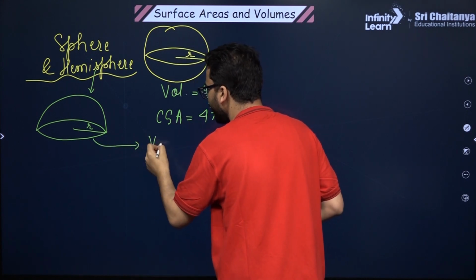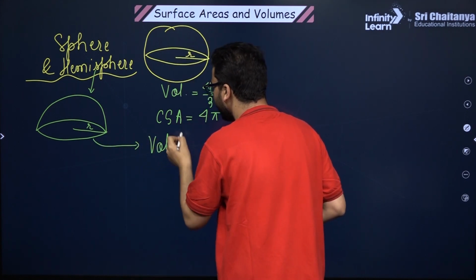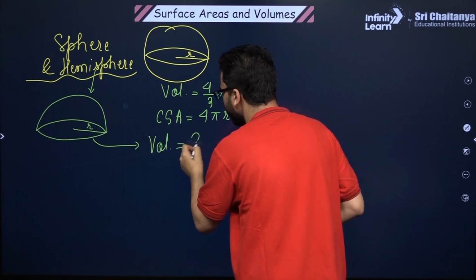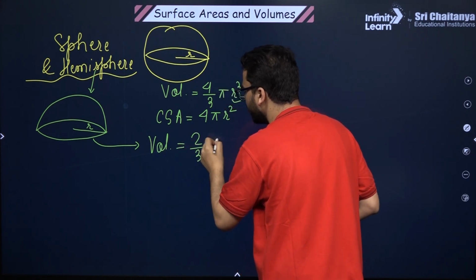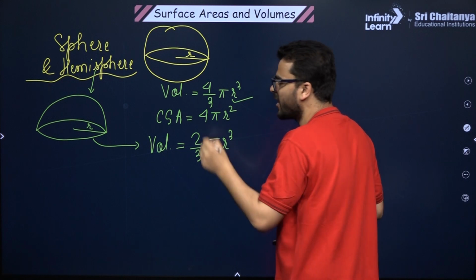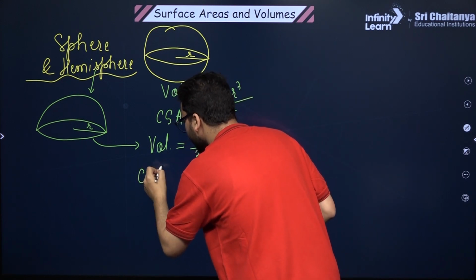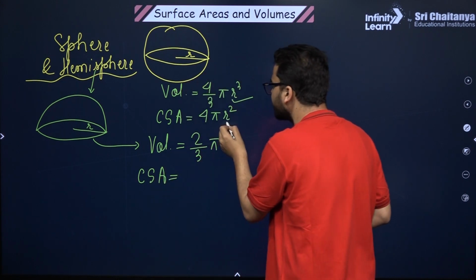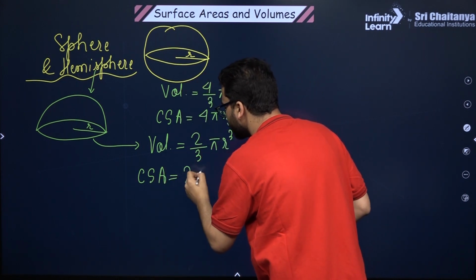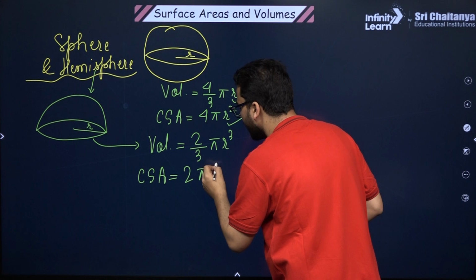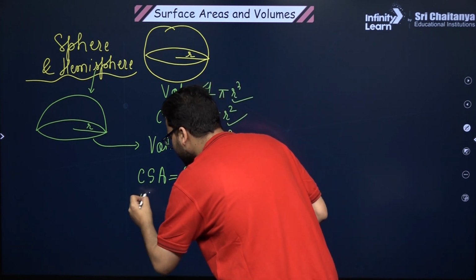Obviously its volume will be half the volume of a sphere, guys. So its volume will be 2 by 3 pi r cube. What is its curved surface area? Its curved surface area will be the half of the curved surface area of a sphere. So that is 2 pi r square. Now what is its total surface area?